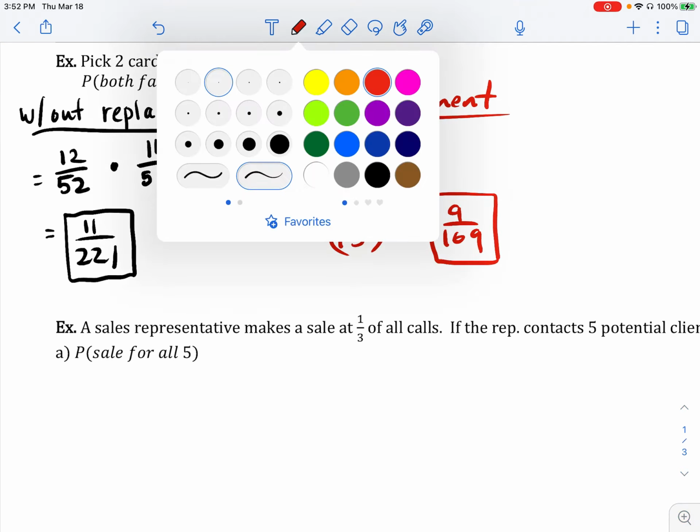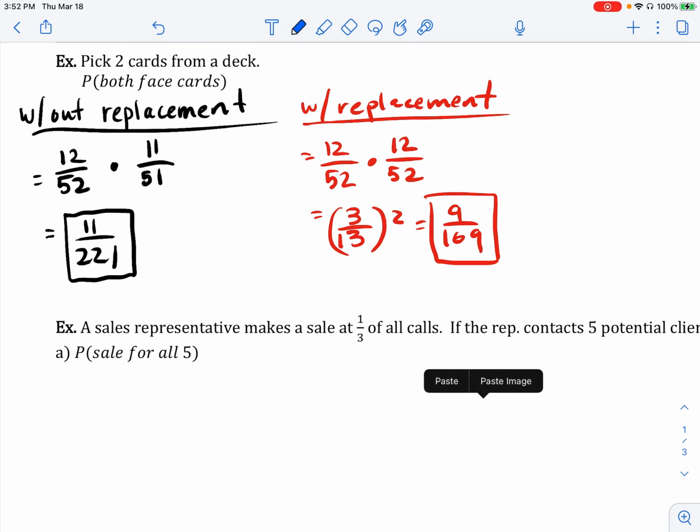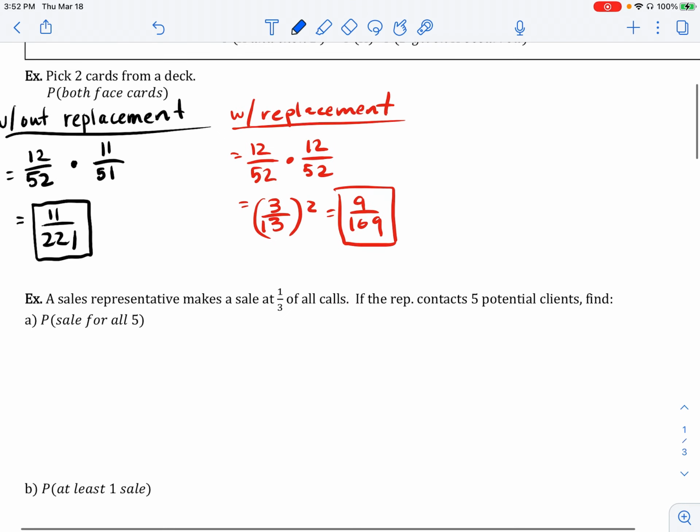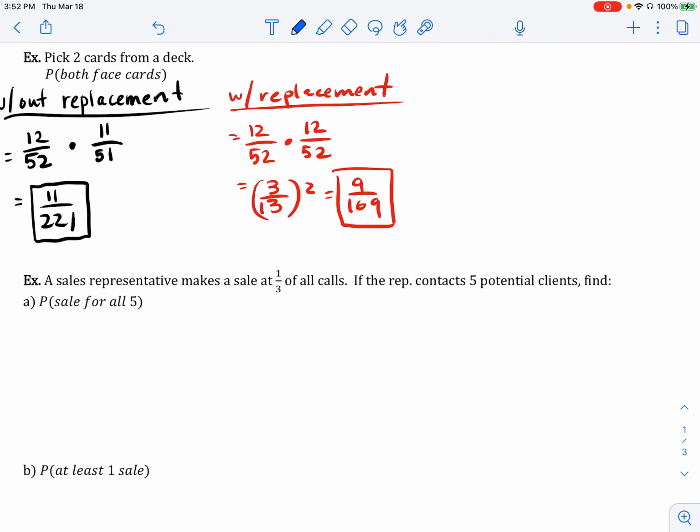Let's try another problem. Let's switch to blue. So let's say you have a situation where you have a sales representative and they make a sale on 1/3 of all calls. So this is kind of similar to an athlete, for example, a baseball player with a batting average, or a basketball player's field goal percentage, or a quarterback's completion percentage, or something like that. So on average, we'd say that this sales rep makes a sale on 1/3 of all calls.